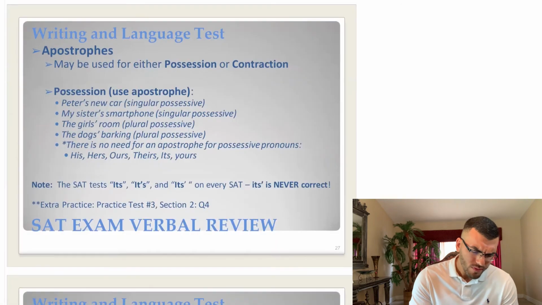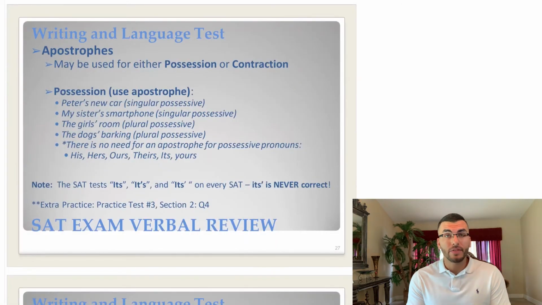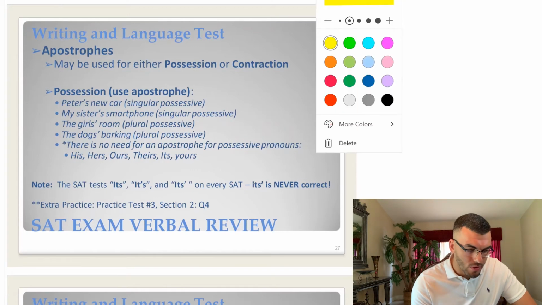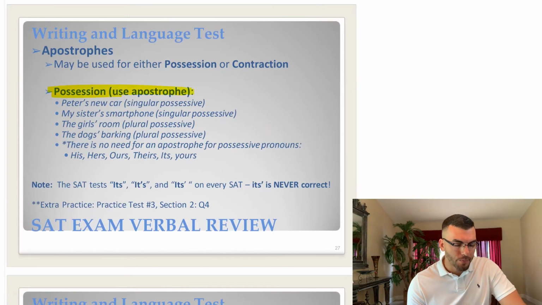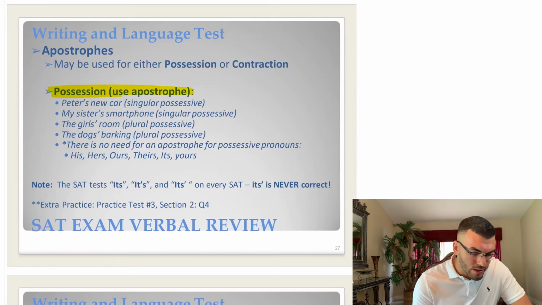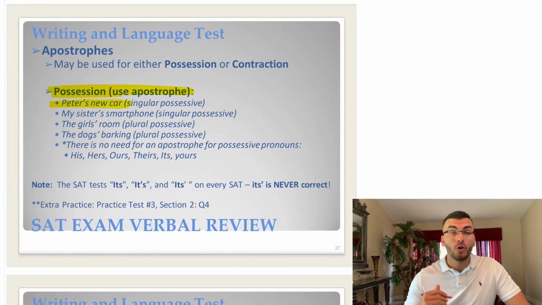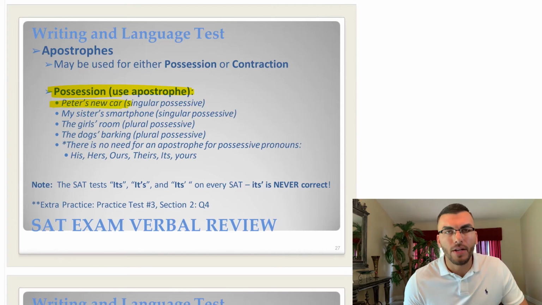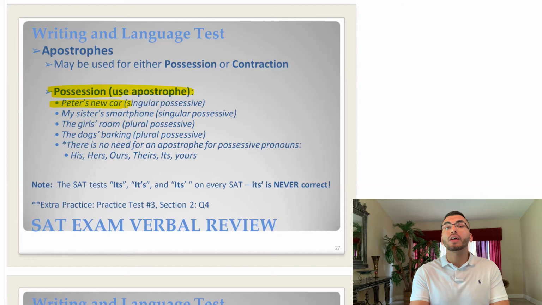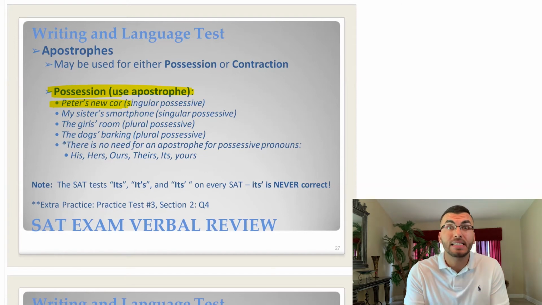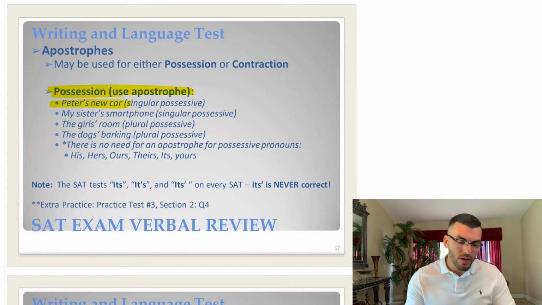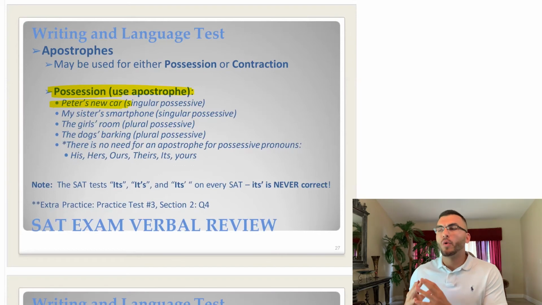Apostrophes, moving on, super simple, bringing it back to 7th grade English class here. Apostrophes can be used for either possession or contraction. So let's look at some simple possession using apostrophe. So possession, looking at this first example, Peter's new car. Who did the car belong to? Peter. So because it's Peter's car, the car is possessed by Peter. Peter possesses the car, and Peter is a singular, so that's why you have apostrophe S. You'd have apostrophe S when it's singular possessive. Peter is one person, right?